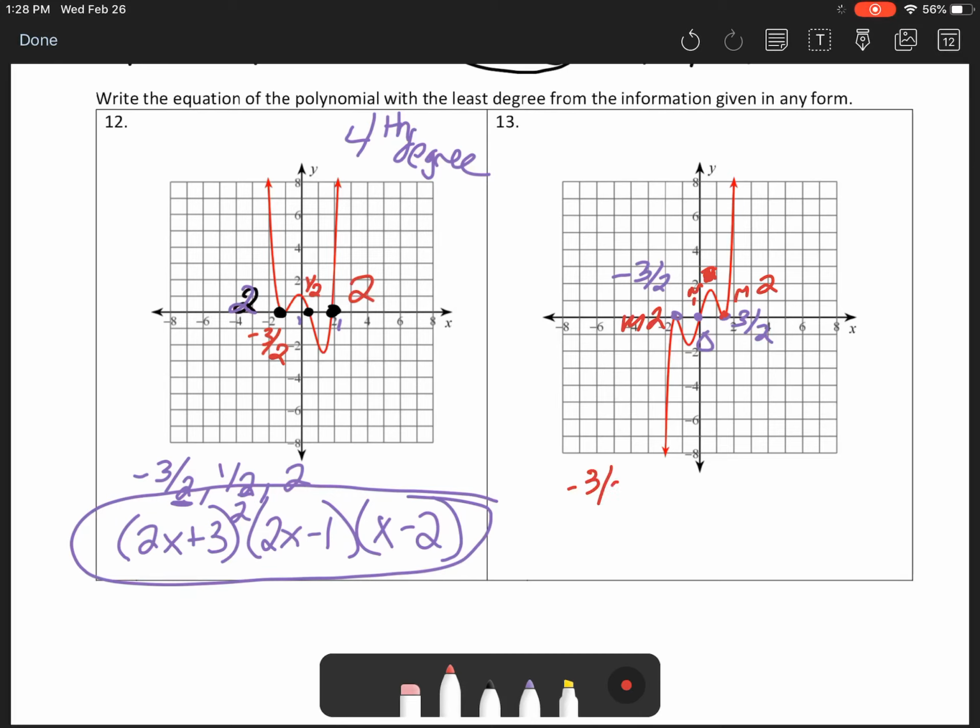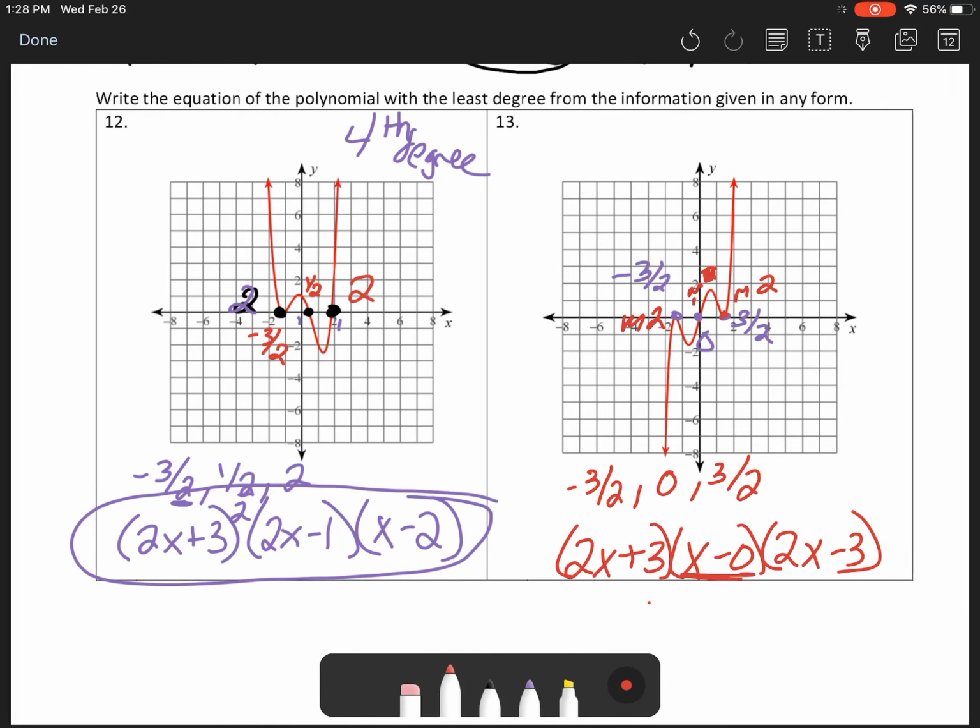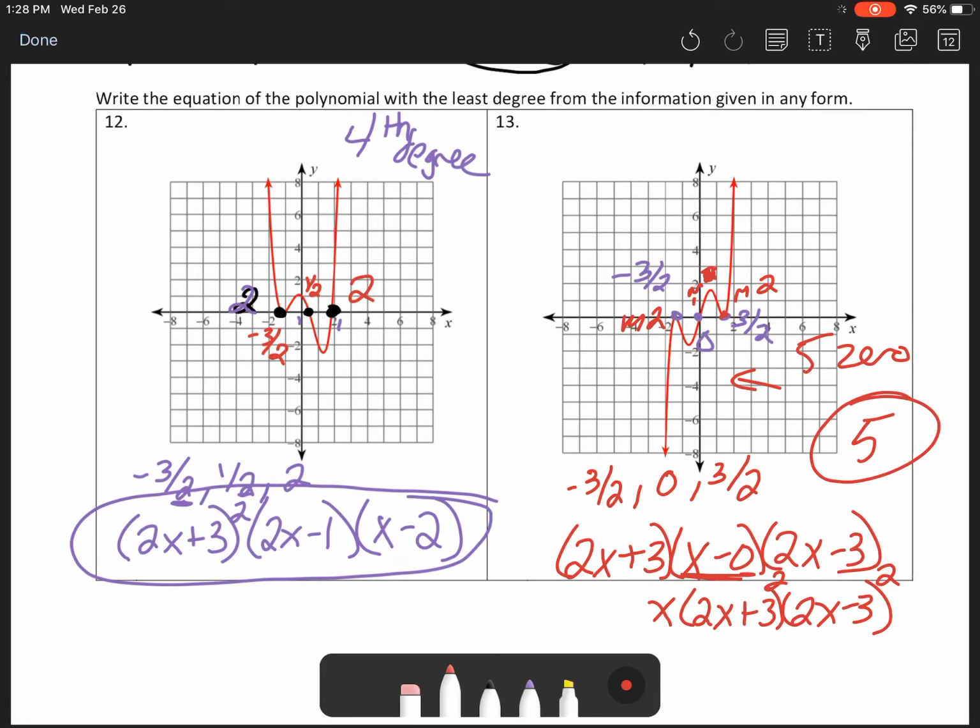So my roots are at negative 3/2, at 0, and positive 3/2. So I rewrite this. This is going to be 2x plus 3, x minus 0, and 2x minus 3. We can rewrite this because we can simplify this. It's going to be x, 2x plus 3, 2x minus 3. But something that you notice, my multiplicity of both my 3/2 needs to be 2. What degree is this? There are a total of 5 zeros. So my total degree is going to be 5. And that's what I have right here, my 5th degree.